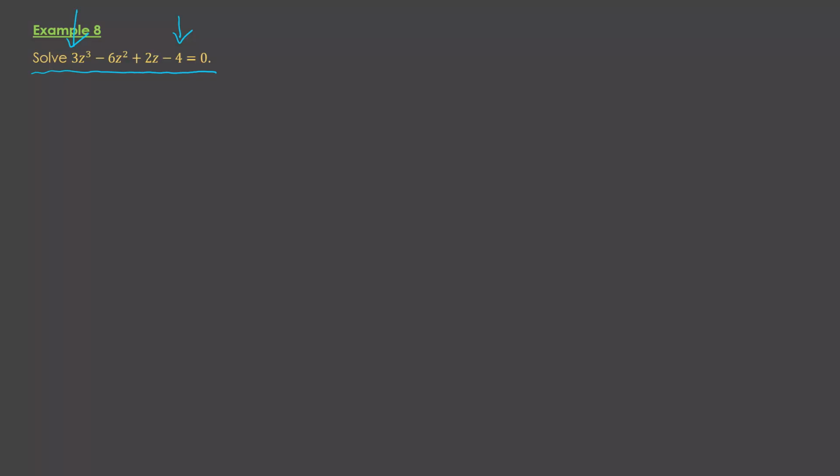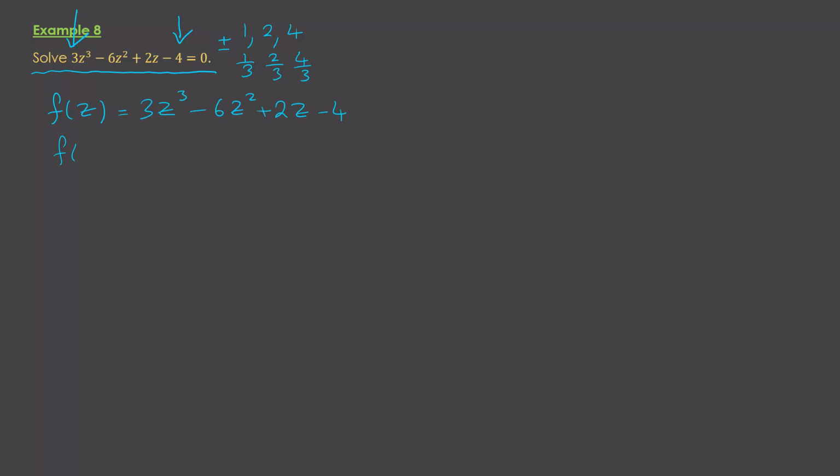We need to think about factors of 4: 1, 2 and 4. But with the 3, we can also have things like 1/3 and 2/3 and 4/3. So there could potentially be a number of things to try because, of course, you need to do plus or minus each one. However, the questions are usually set up so you don't have to look too far. So let's start by making f of z equal to 3z cubed minus 6z squared plus 2z, take away 4.